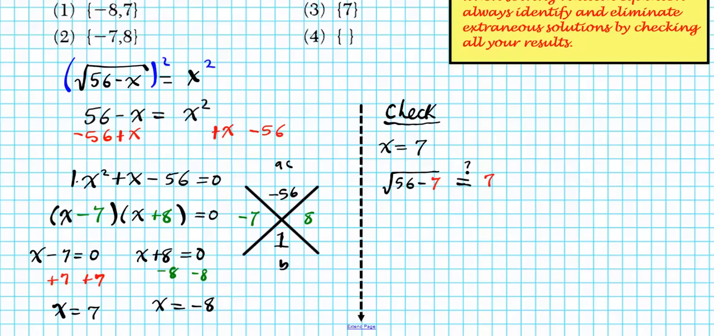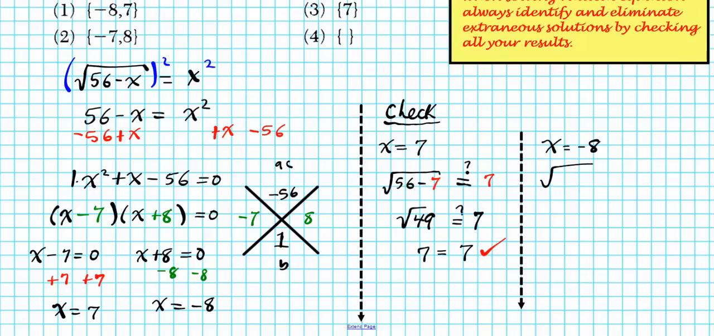Okay, let's simplify this. 56 minus 7 is 49. Is the square root of 49 equal to 7? We know the square root of 49 is 7, so 7 equals 7. Check. X equals 7 is a solution. Now let's move on to the second one. We have to test both answers, okay? Now we have x equals negative 8.